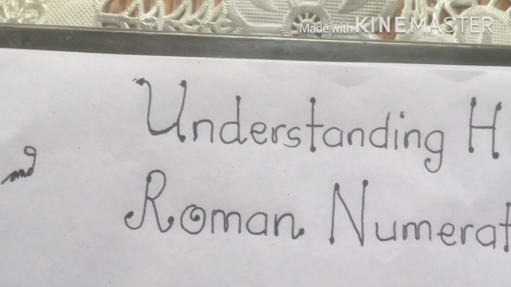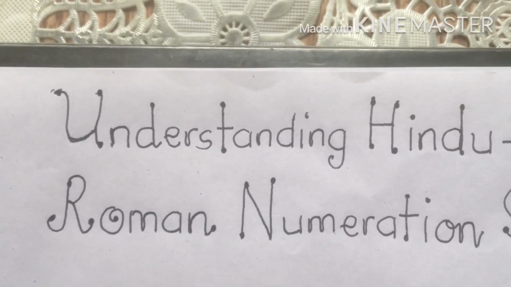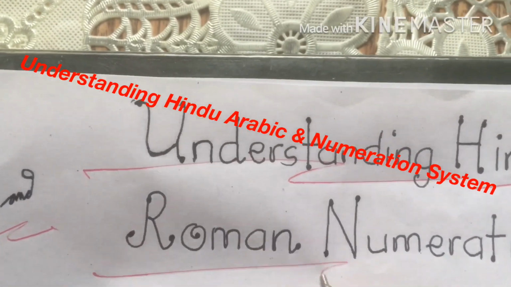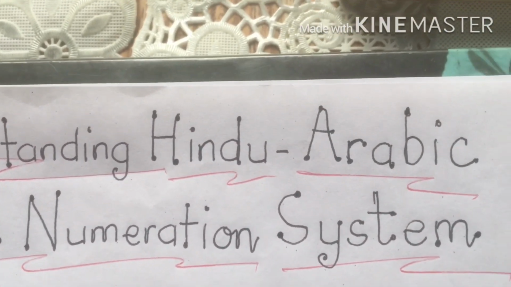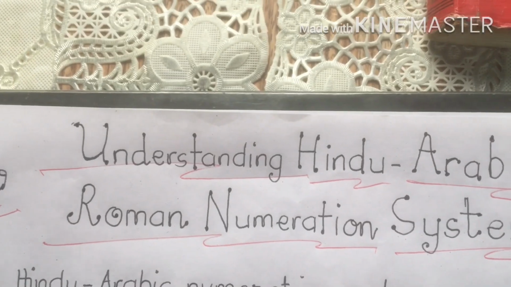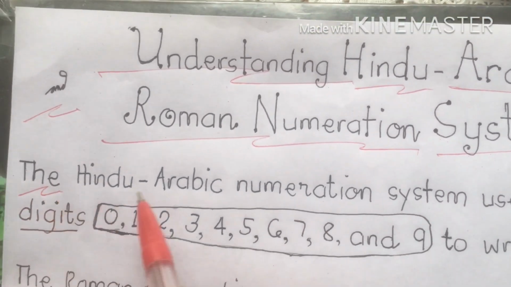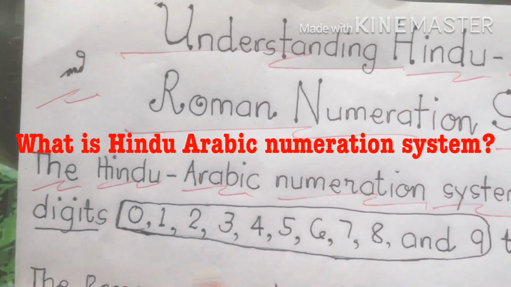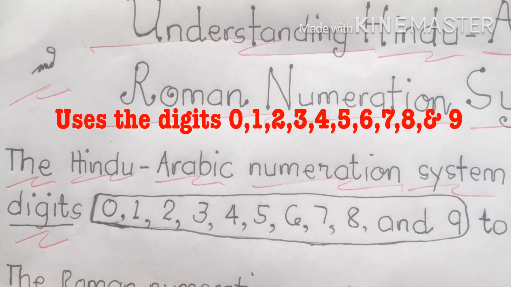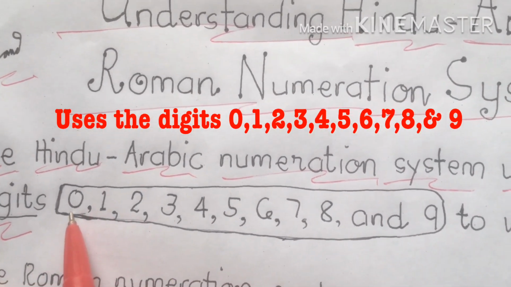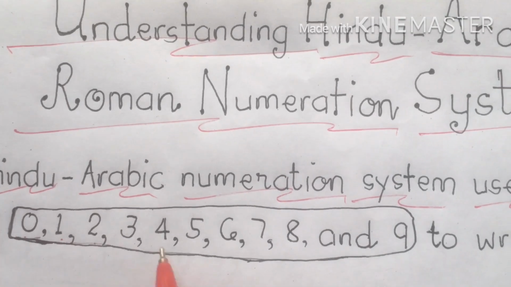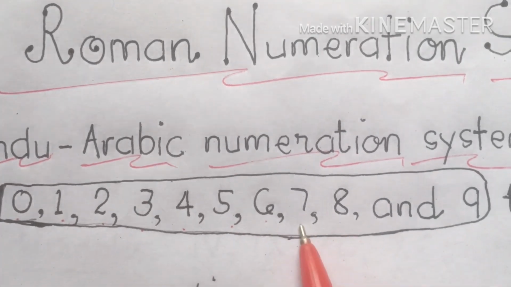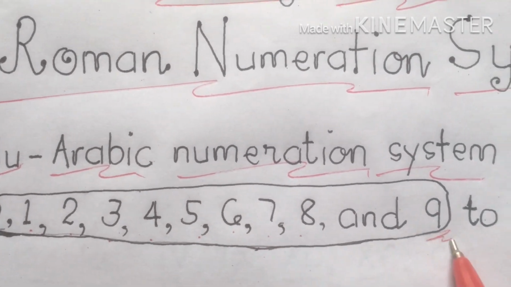Today, my dear students or my dear viewers, we're going to discuss understanding Hindu-Arabic and Roman numeration system. What is Hindu-Arabic numeration system? The Hindu-Arabic numeration system uses the digits. And what are these digits? We have 0, 1, 2, 3, 4, 5, 6, 7, 8, and 9.